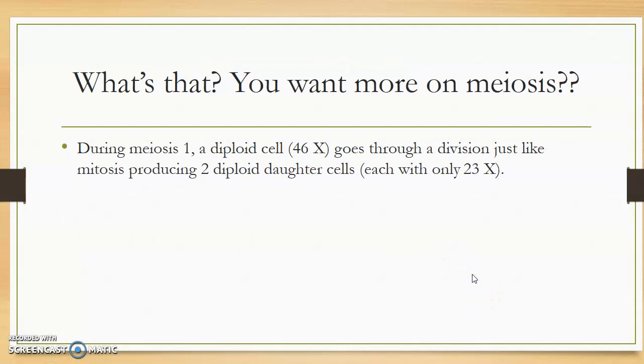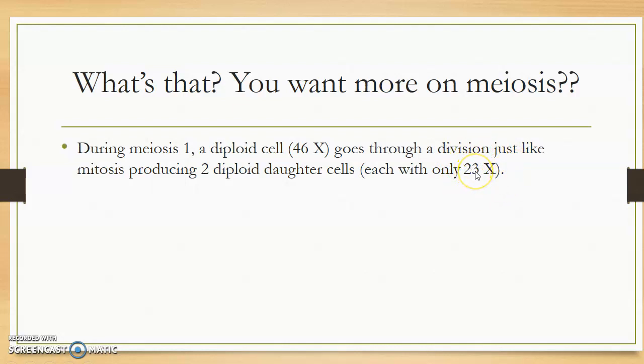So how does this whole process work? Well, it's 2 separate divisions. So during the first division, which we call meiosis 1, you get a diploid cell which has 46 chromosomes or 46 X's. It's going to go through a division just like mitosis, and what you're going to end up with is 2 new cells, each one only has 23 X's. So it goes from 46 X's to 23 X's.